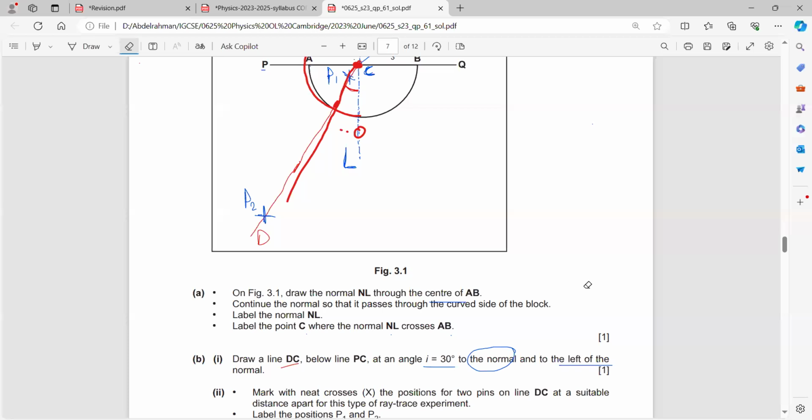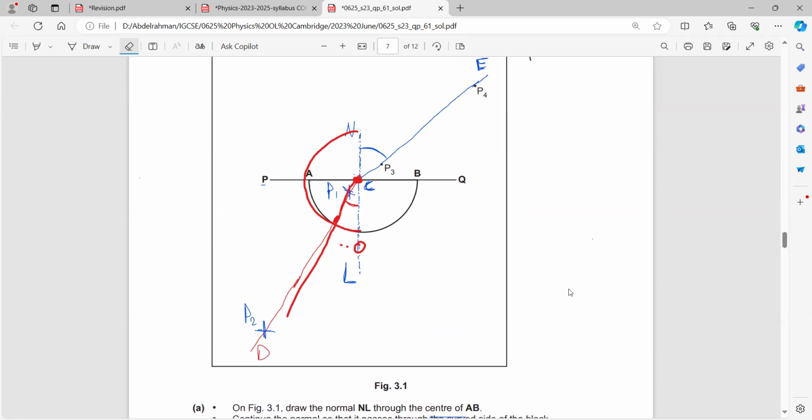You just need to make sure that this line is at an angle of 30 degrees to the normal. To the normal, not to the barrier. To the left of the normal, not to the right of the normal. Below the line, and then we need to extend the line a little. Why will we extend the line a little? Because we will put pins P1 and P2 on the line.